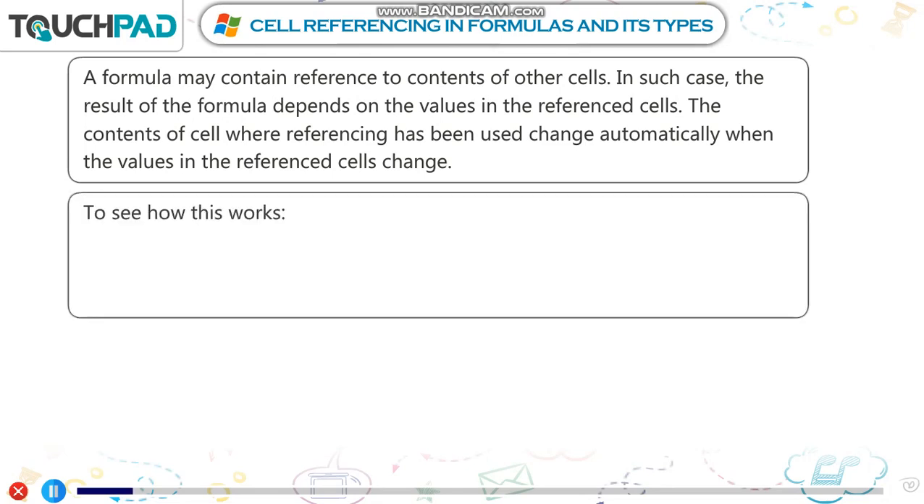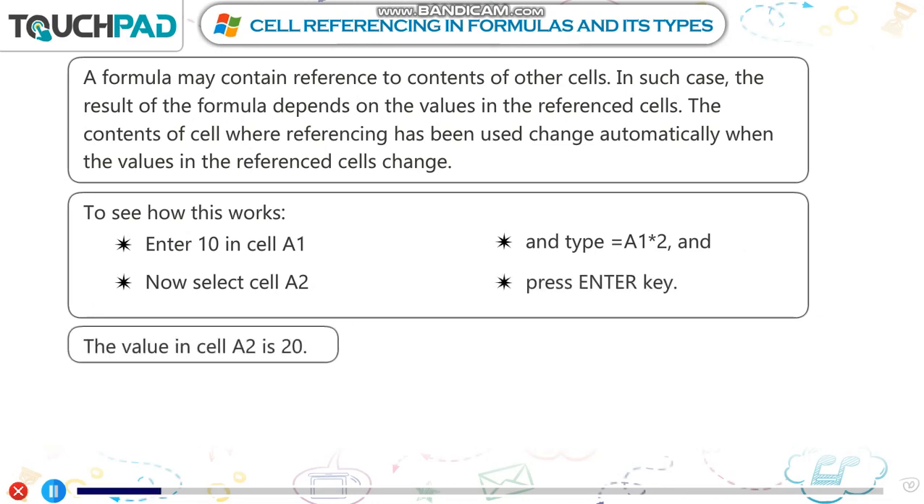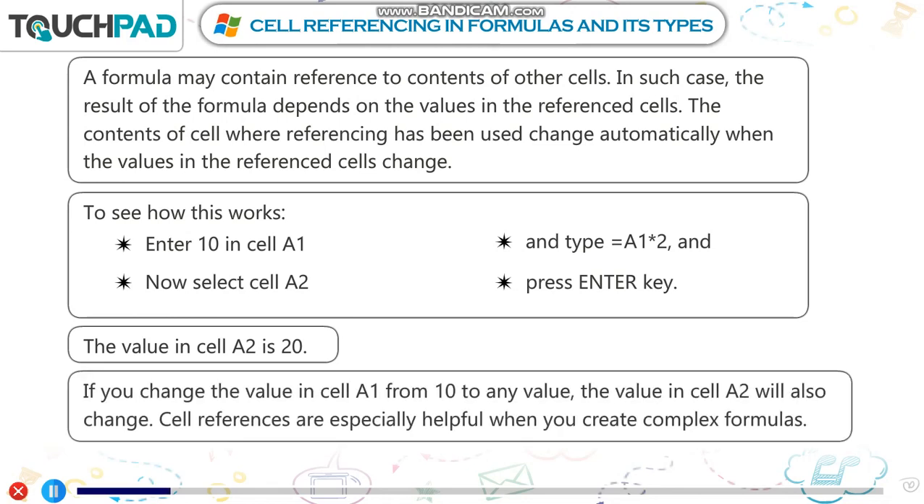To see how this works, enter 10 in cell A1. Now select cell A2 and type equal to A1 into 2 and press the Enter key. The value in cell A2 is 20. If you change the value in cell A1 from 10 to any value, the value in cell A2 will also change. References are especially helpful when you create complex formulas.